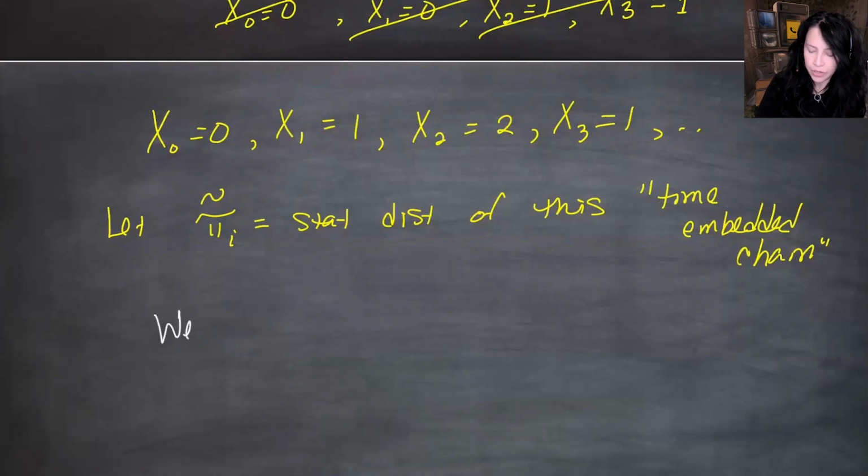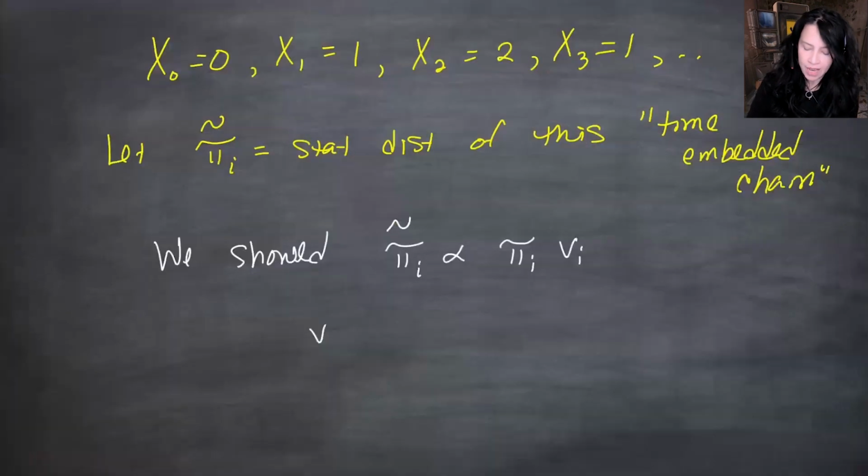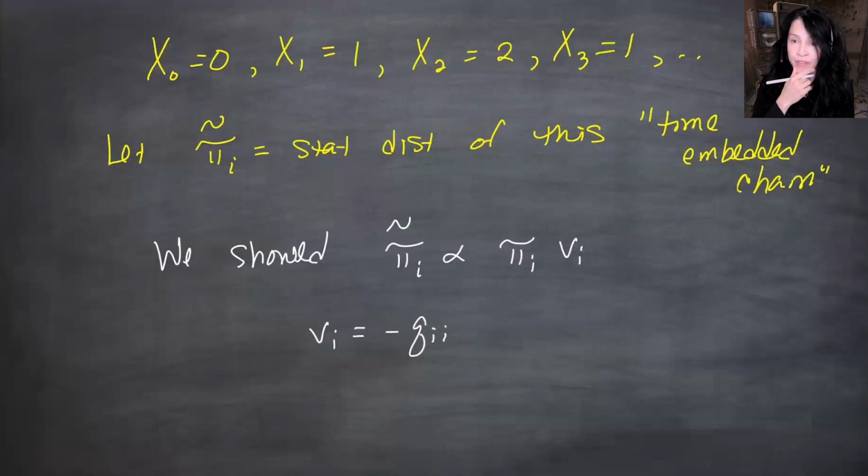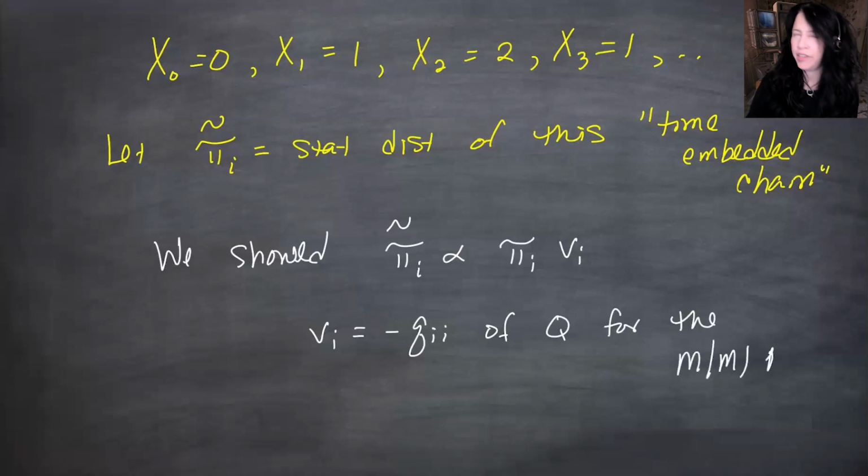So we showed that the 2 stationary distributions are related like this, that pi I tilde is proportional to pi I times V I. And V I is the negative of the diagonal entry, which are already negative, so V I is positive, of Q for the continuous time chain, the M/M/1. We don't have a Q for discrete time chains.